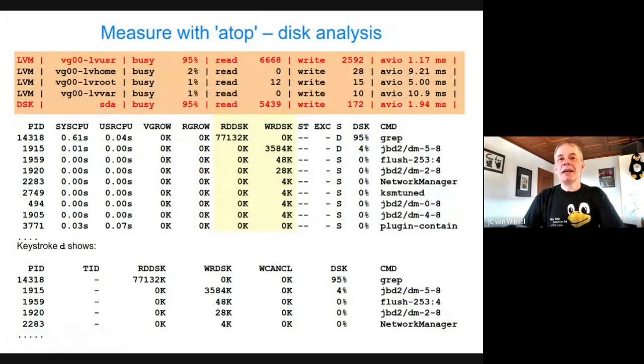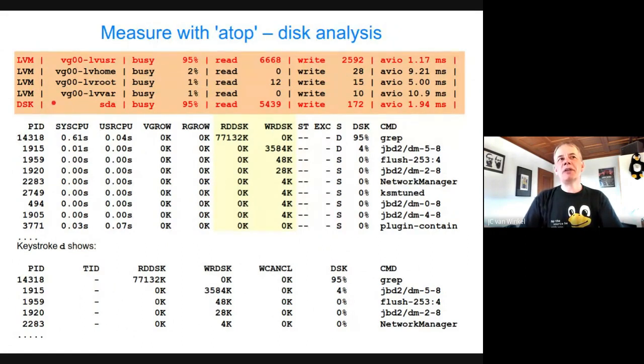The next item that we'll be looking at is disk. So here we have the system-oriented lines for disk-oriented stuff. We see that the logical volume VG00 LV user was busy 95%. In other words, the disk behind it is being used 95% for 6,000 reads and 2,500 writes, and each I/O on average took 1.17 milliseconds. We see that for the other logical volumes here as well.